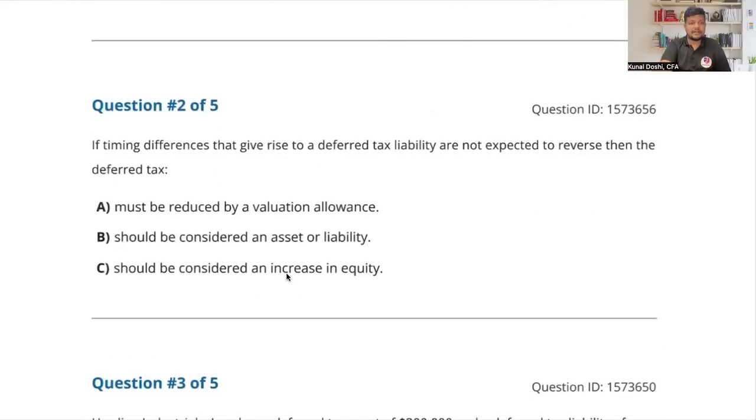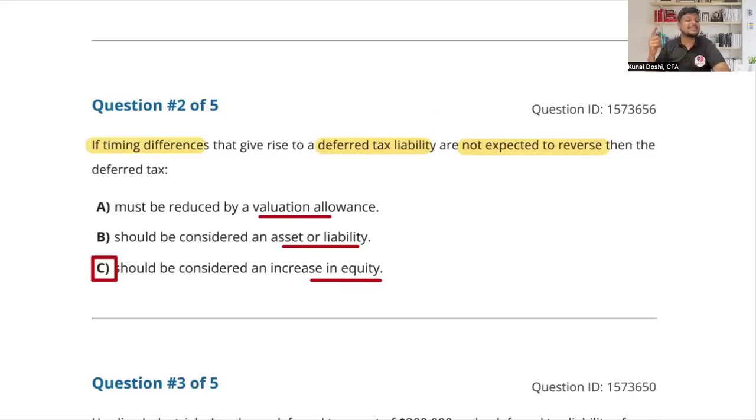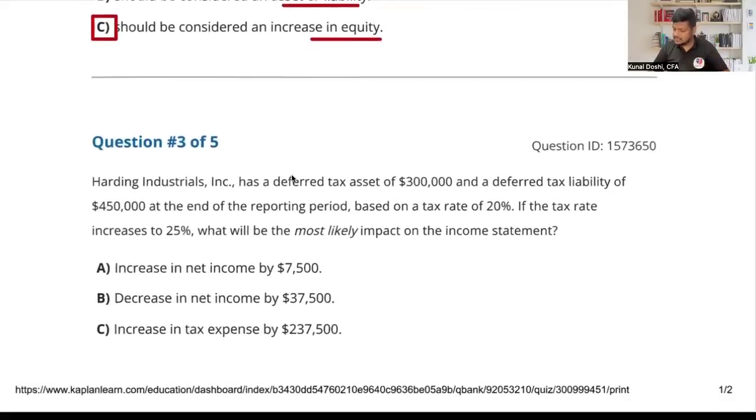Got it? Everyone? Next. If timing differences that give rise to DTL are not expected to reverse, remember, we treat it as equity, very easy. Should it be considered a valuation allowance? No, that is for DTA. No, it should increase the equity. If the DTL is not expected to reverse, we add that to the equity. Very good. Everyone, nice.